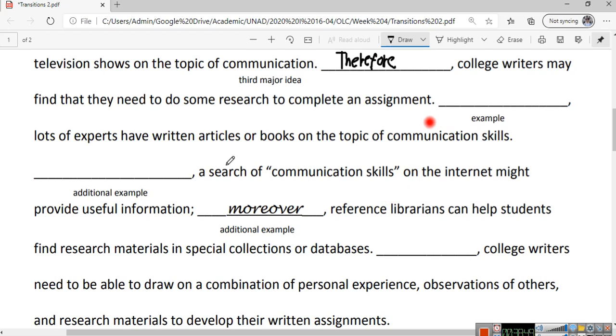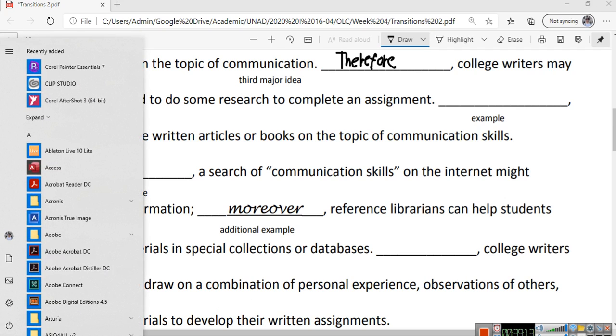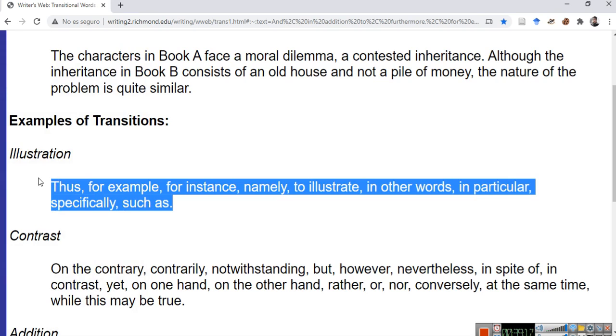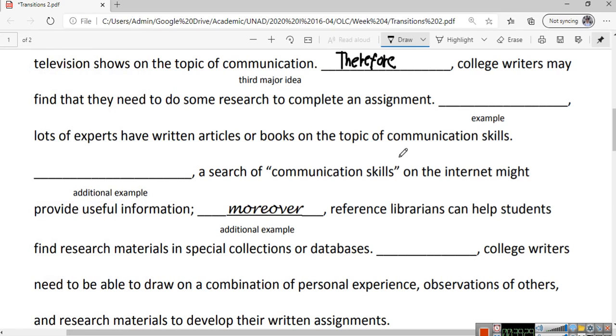Freddie, which one would you use? That's the reason. Can you say that again? That is the reason. Is the reason lots of experts write articles? Try to use one of these. Namely. All right, let's go ahead and use "namely." Namely, lots of experts have written articles on the topic of communication skills. Very good. It sounds good, and it makes sense.